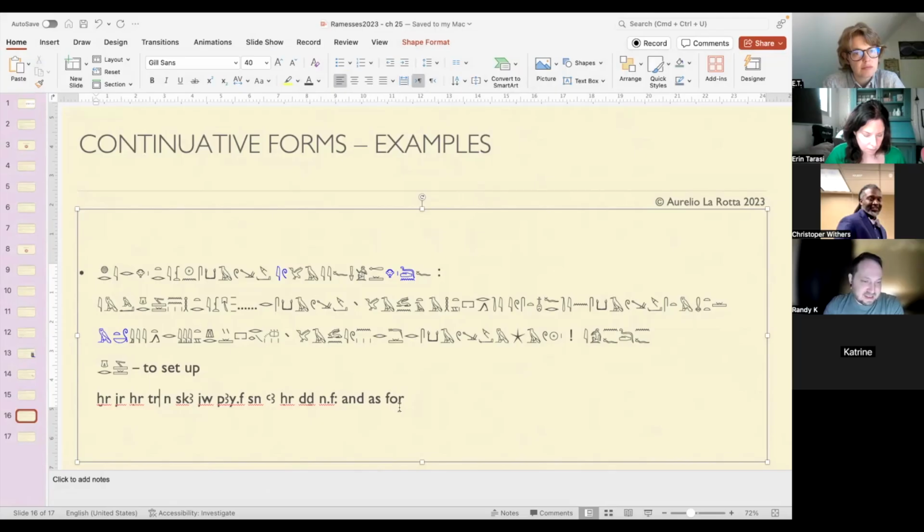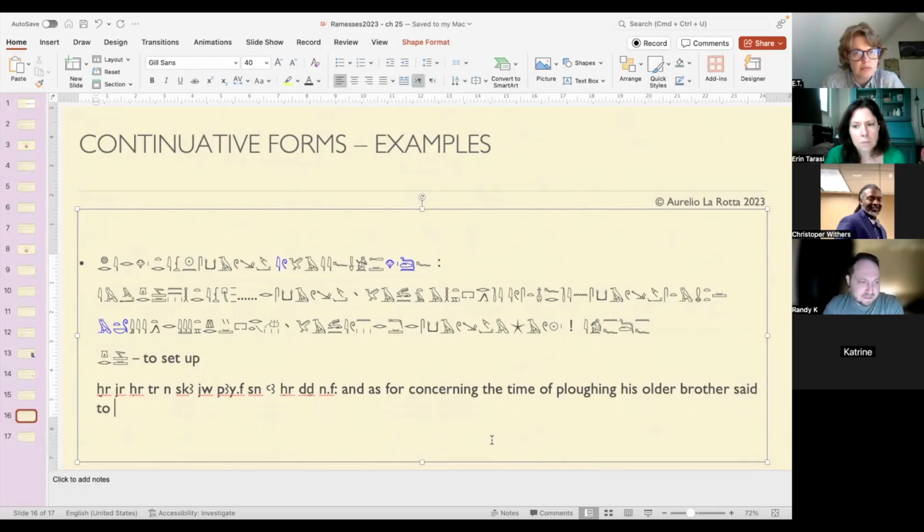Like maybe and, as for concerning what? Ter is time. And as for concerning when, or time? The time? What time? The time in Sika. Of plowing. That's right. His older brother said, or maybe says to him.